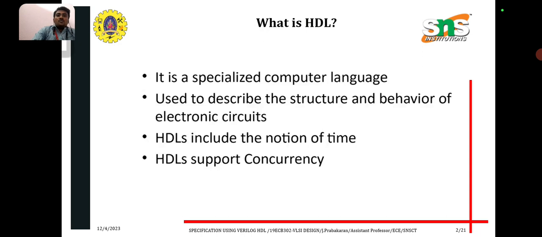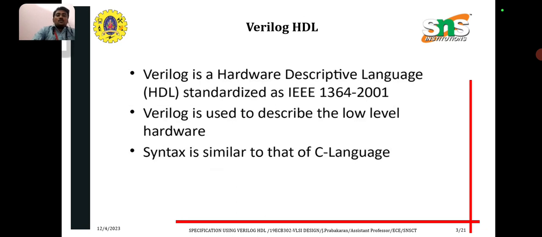They allow engineers to specify the hardware architecture and functionality of digital systems, including details such as logic gates, flip-flops and interconnections. Hardware description languages are essential tools in the design and synthesis of digital circuits as they provide a higher level of abstraction that facilitates the design process. There are two types of hardware description language. One is Verilog HDL and the other one is VHDL.